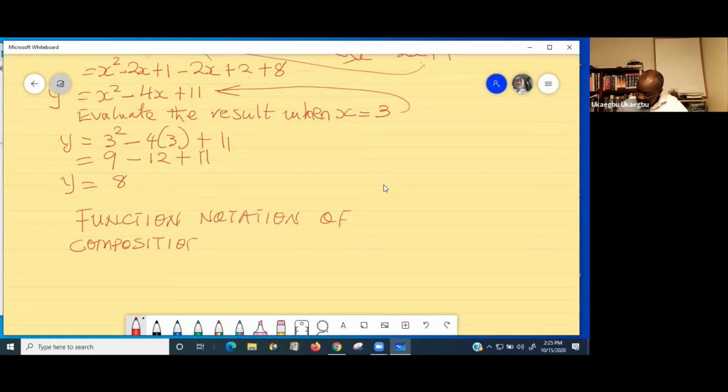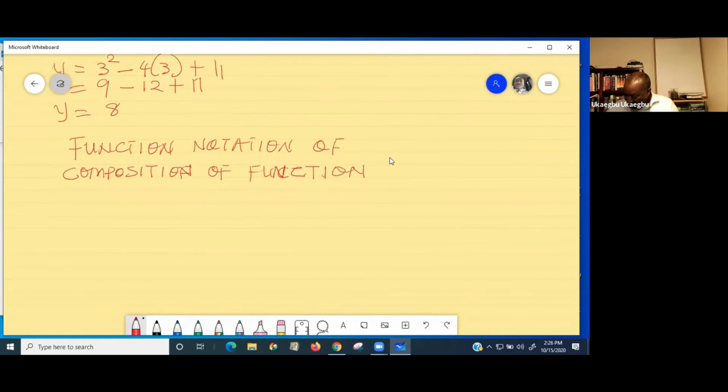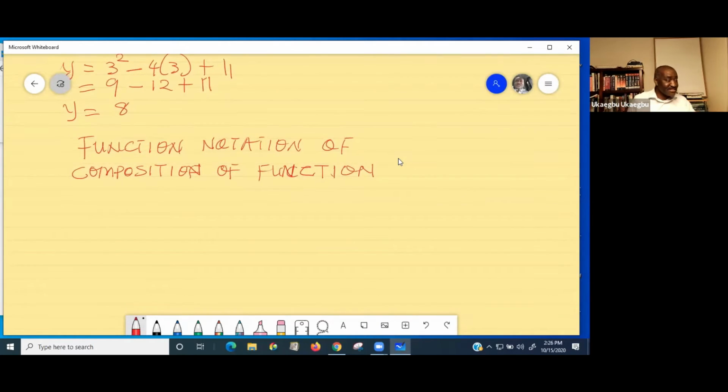Composition of function. Okay, so now here's the deal, and here's how they typically frame it. They will say the function of f with g.